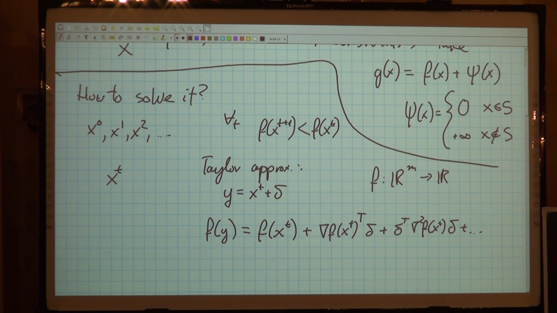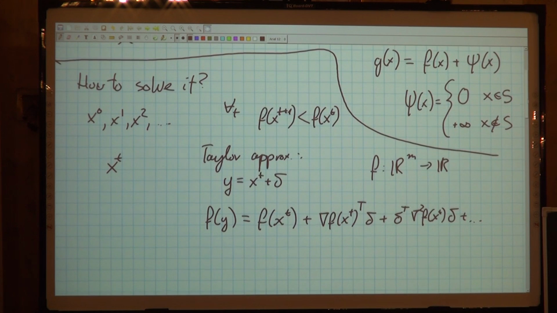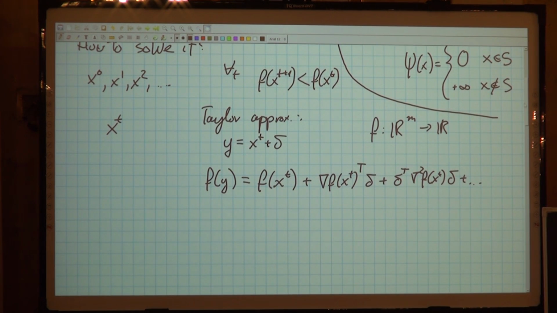So I know that if I take this infinite series, it will exactly give me the value at the point y, no matter how far y is. But this only works if I take the infinite number of terms in the series.